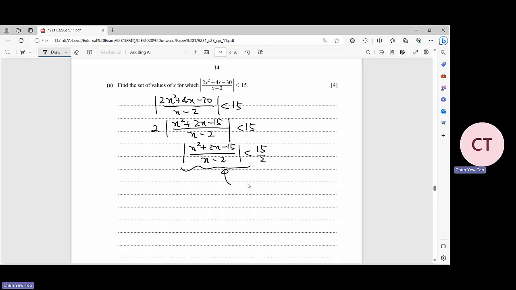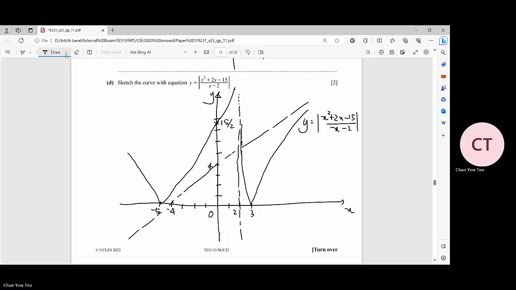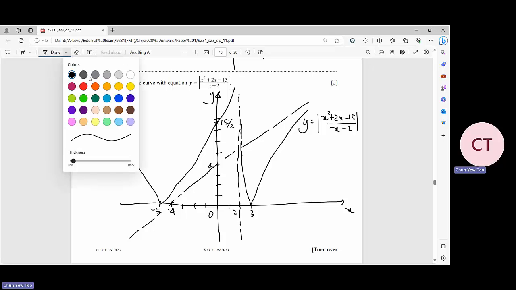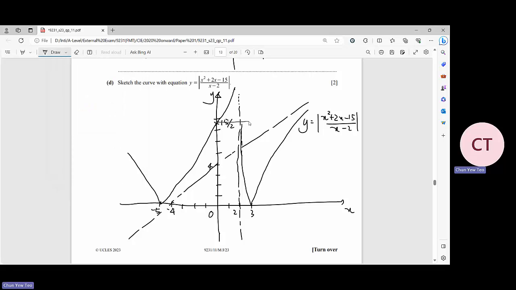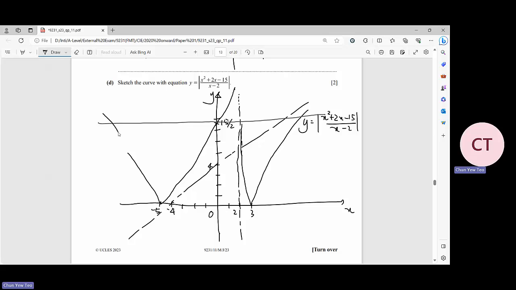So this is the graph in part D, sorry. This one is the graph in part D, and they want it to be below the line y equals 15 over 2. So what you need to do now is just draw a line at 15 over 2. You can draw a line 15 over 2 over here. If you extend it, you can see that you have 1 intersect, 2 intersect, 3 intersect, 4 intersect. So you have a total of 4 intersections.